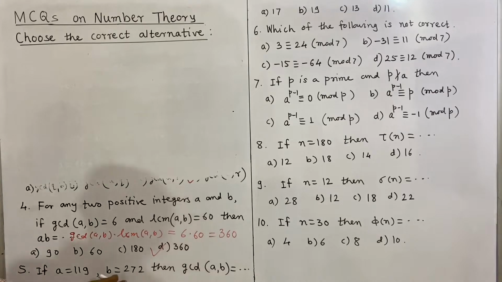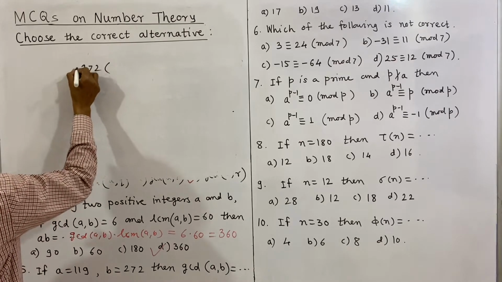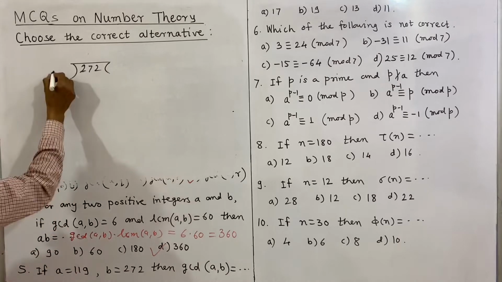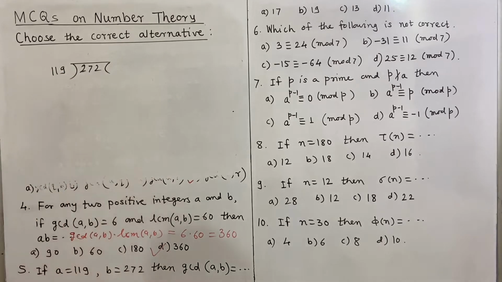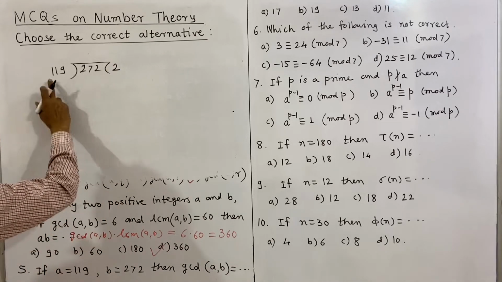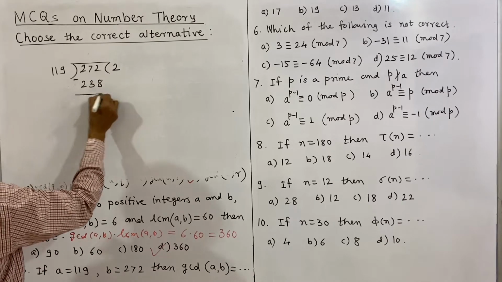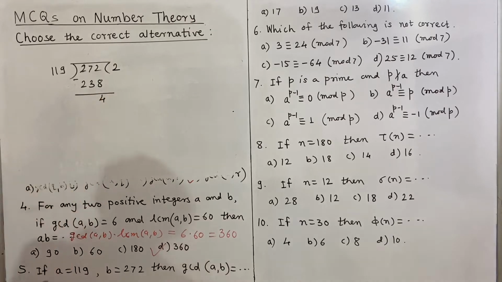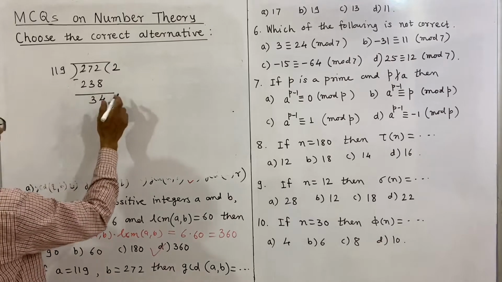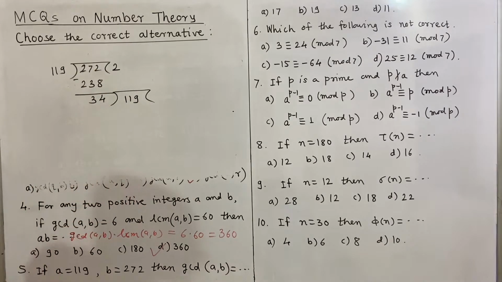B is 272 and that is the greater, and this is smaller. So the greater number, 272, is to be divided by the smaller number, that is 119. The quotient is 2. We will write the quotient here, and then 119 multiplied by 2 is 238. The subtraction gives 34, and again we take this number here, that is 119, and perform the same procedure of division.